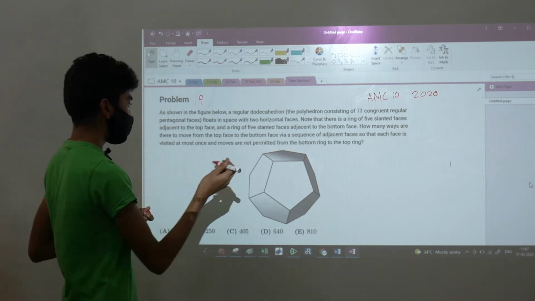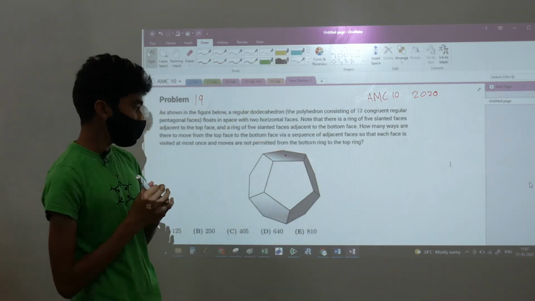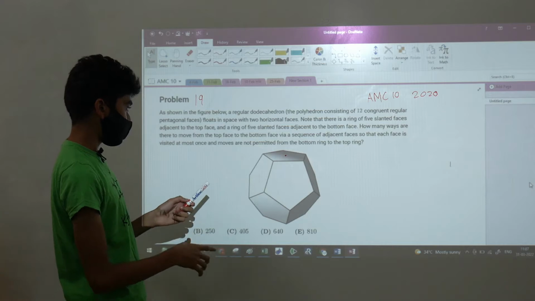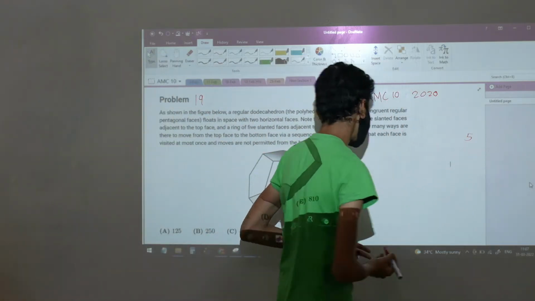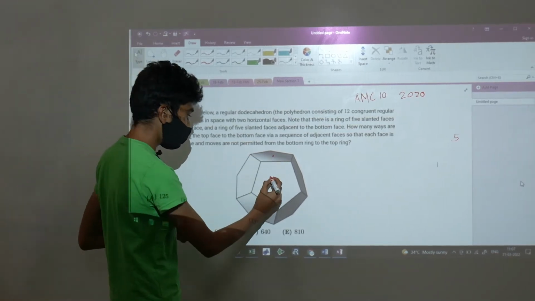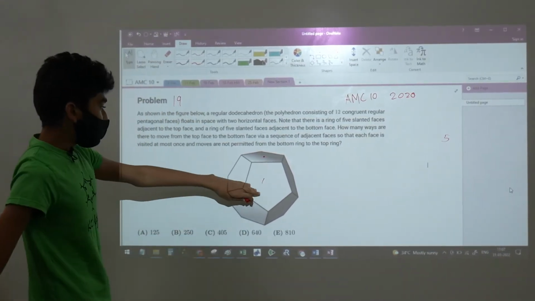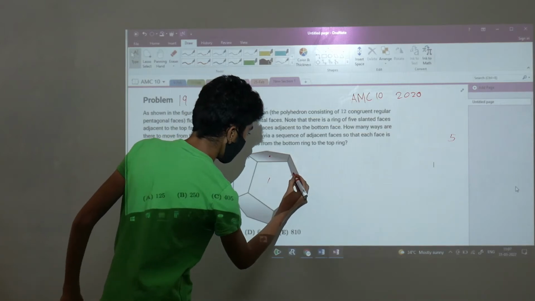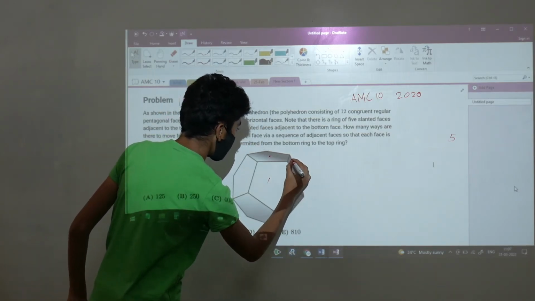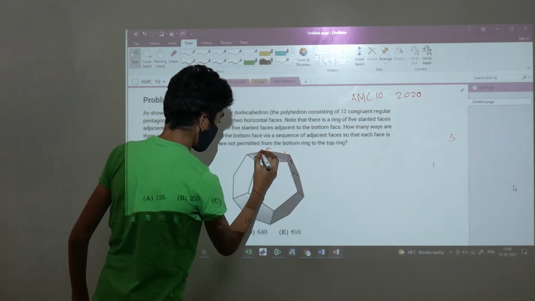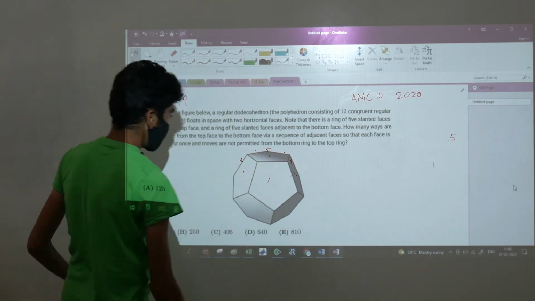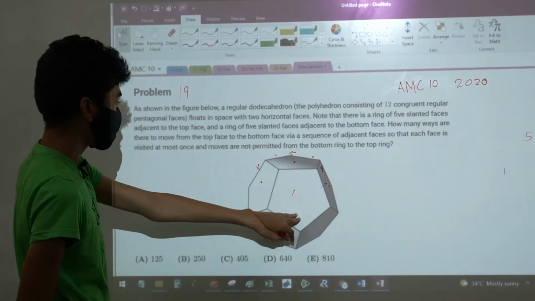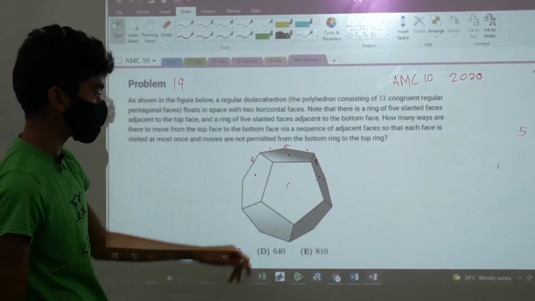So initially you start at the top face. You have 5 options. As I said earlier, there are 5 slanted faces adjacent to the top face. So I'm just going to write the 5 right here. Then let's say you move to this face. Now from here you can stay in this face, or you can move right once, go to this face, or move right again, go to this face behind, move right again here, move right again here. Now you can't move right one more time because you came here to begin with. So you'd be visiting the face more than once, which is not allowed.